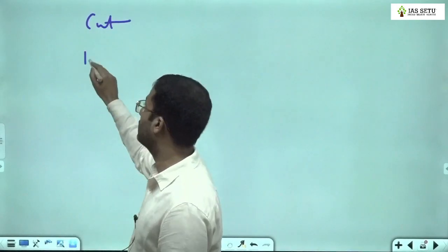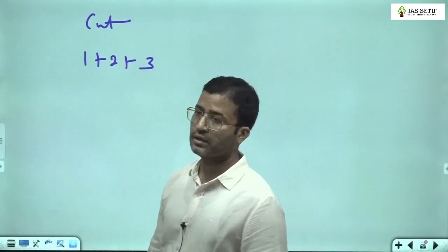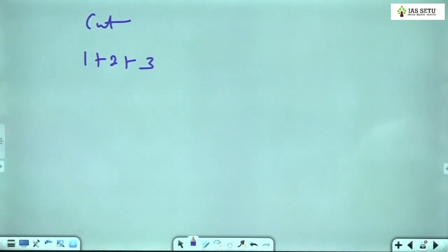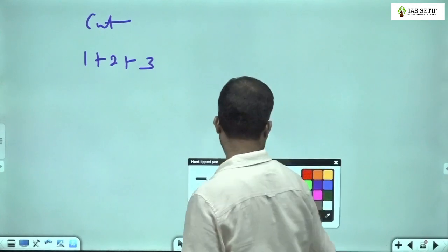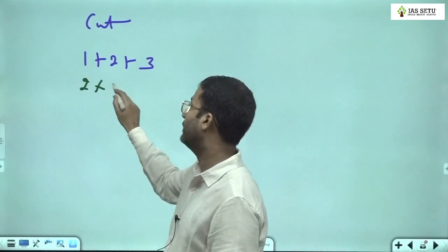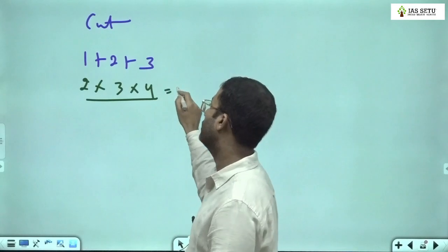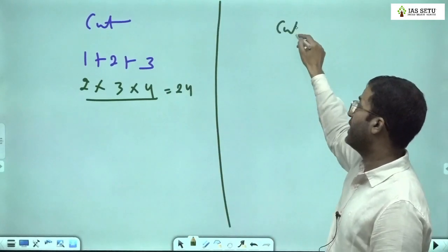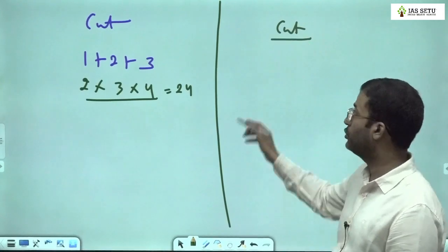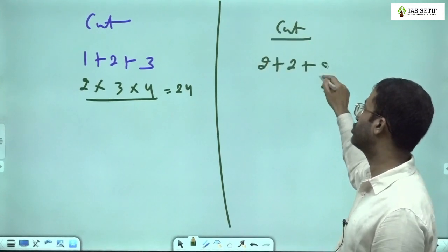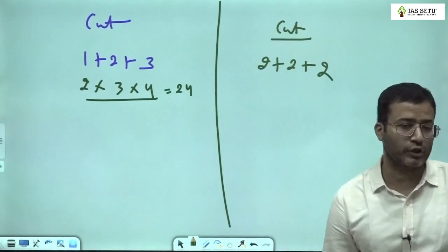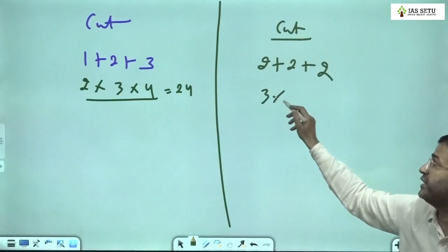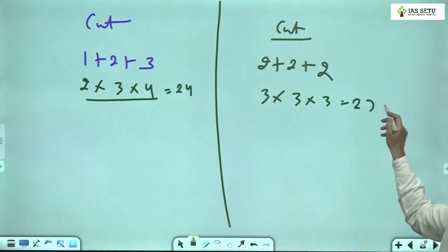Number of cuts are 1 plus 2 plus 3. If I have to make 1 cut on X, 2 cuts on Y, 3 cuts on Z, how many pieces will we get? What is your answer? 2 into 3 into 4, your answer is 24. Simple. Next, if I have to make number of cuts 2 plus 2 plus 2, 2 cuts on X, 2 cuts on Y, 2 cuts on Z, how many pieces will there be? 27. That is 3 into 3 into 3, 27.